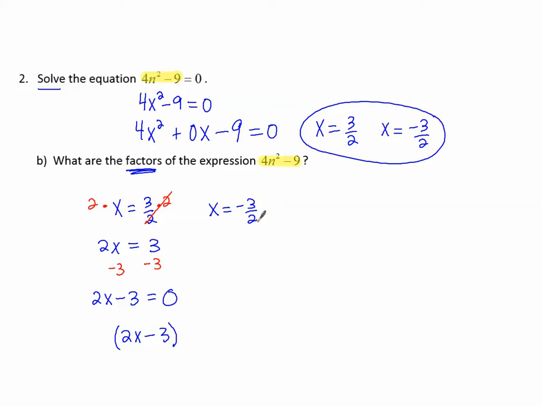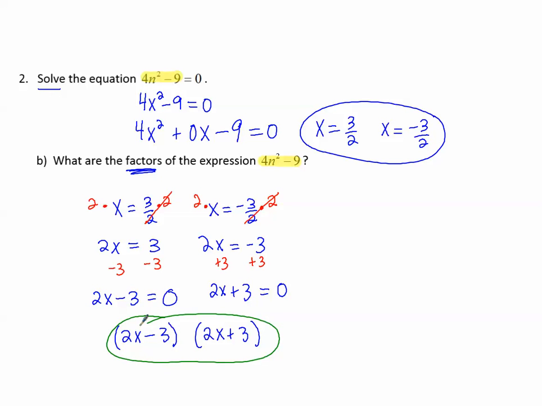Similarly, in this one, I don't want the fraction, so let's do the inverse of dividing by 2, which is multiply by 2. That leaves us with 2x equals negative 3. How do I make negative 3 0? Add 3 to both sides. So 2x plus 3 equals 0, and therefore the factor is 2x plus 3. So what are the factors of this expression? 2x minus 3 and 2x plus 3.